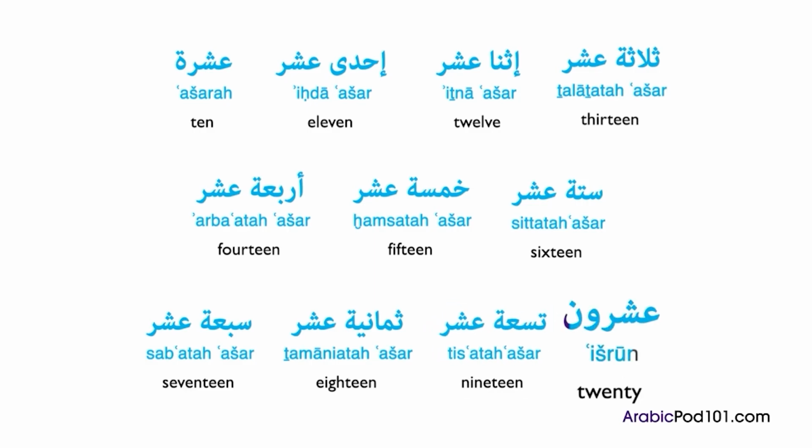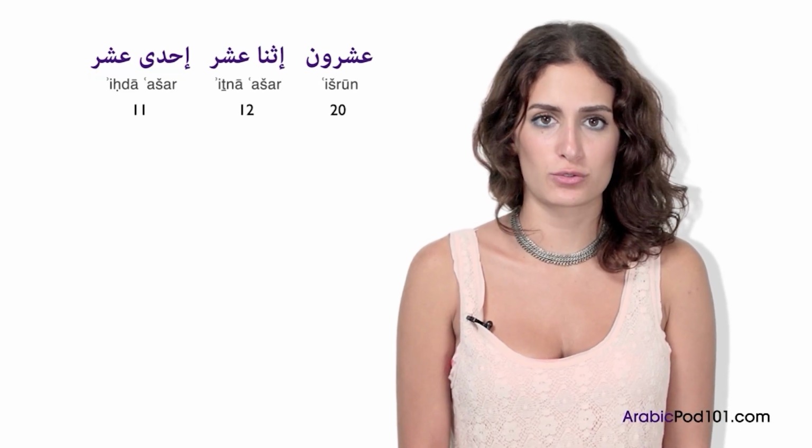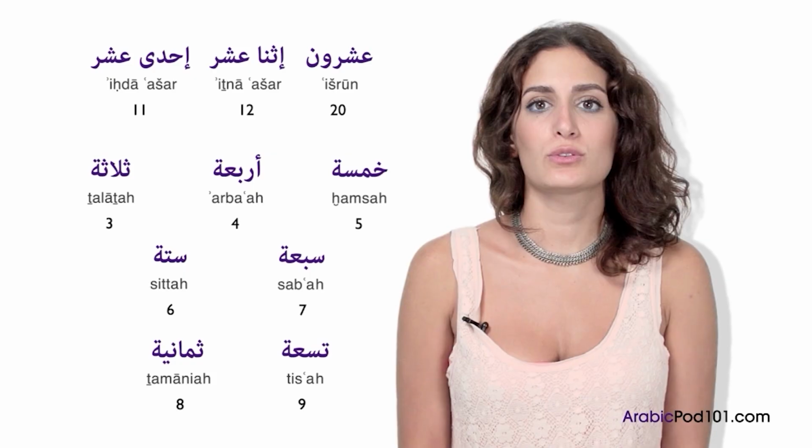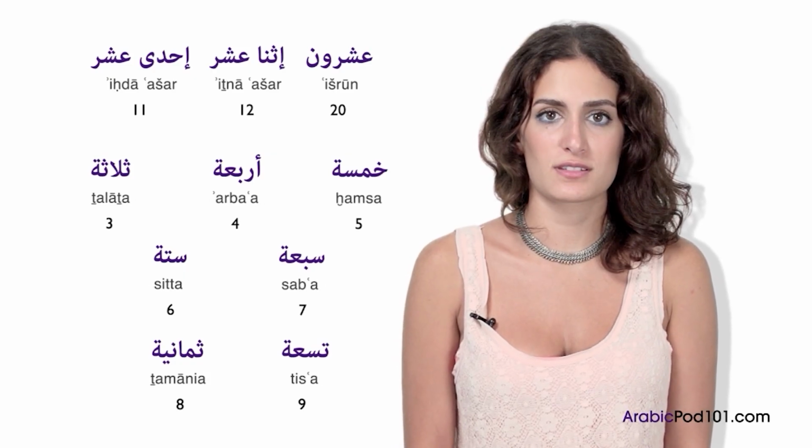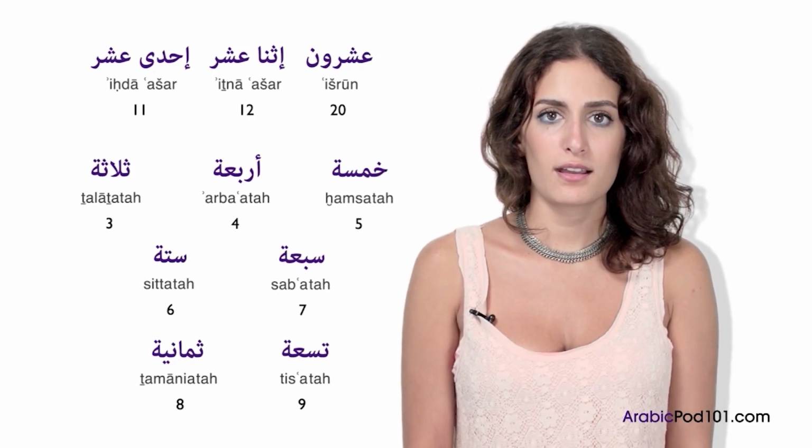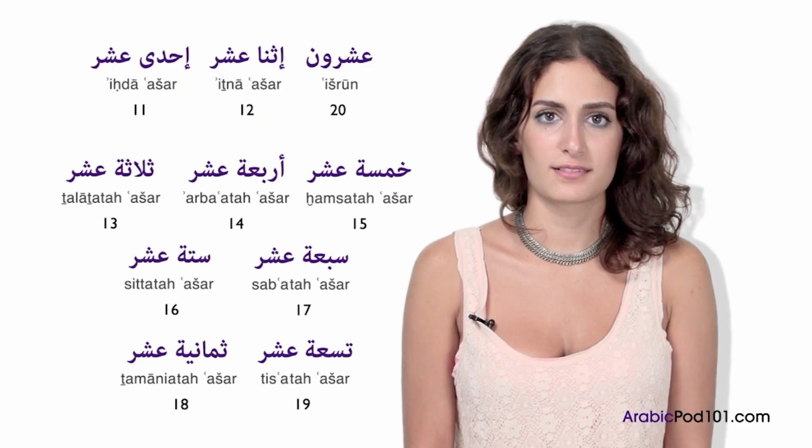عشرون. These numbers may seem harder to remember, but you really just have to memorize إحدى عشر, اثنا عشر, and عشرون. As for the rest, you just need to replace the H ending of the digits we learned before with ta followed by the word عشر. Let's not stop at 20. Counting to 100 is super easy.